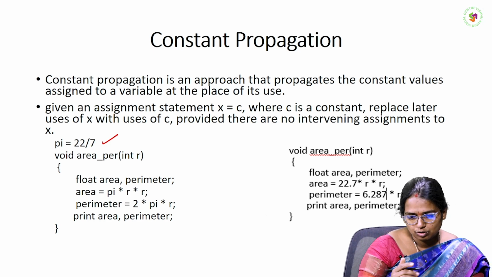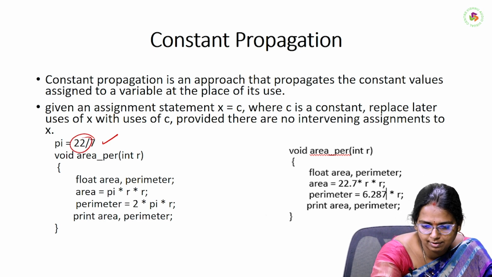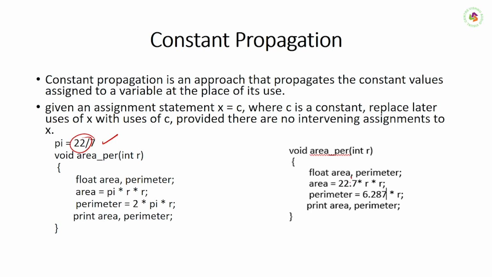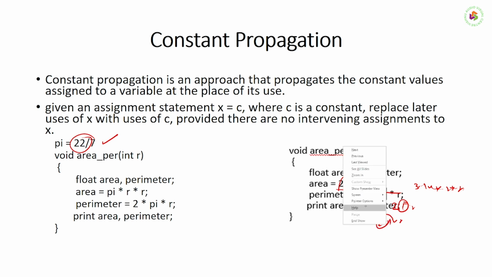the time of execution. See here, instead of 22/7, I can say 3.14. Instead of taking like this, I'll take here 3.14 into R R. And next time here 2 pi R. So instead of taking 2 into pi into R, if you calculate 2 into pi, whatever value I am getting, that I can substitute. This is known as constant propagation.